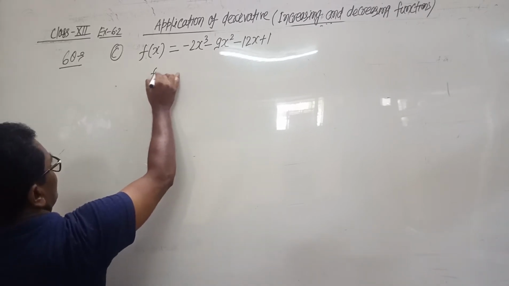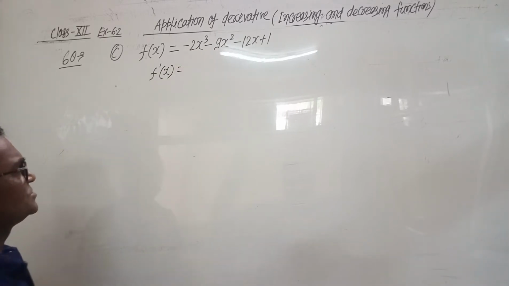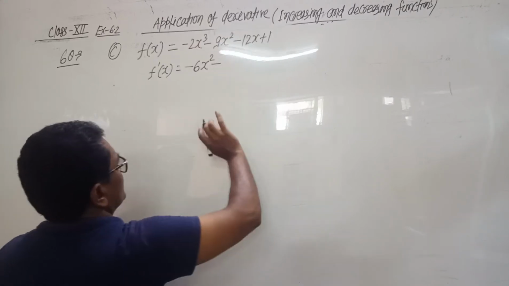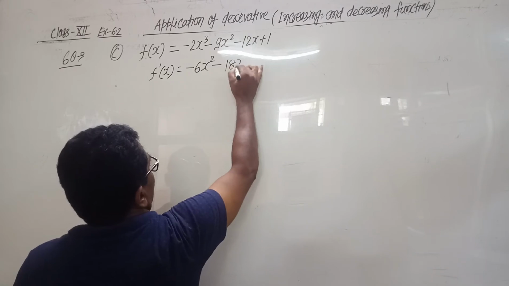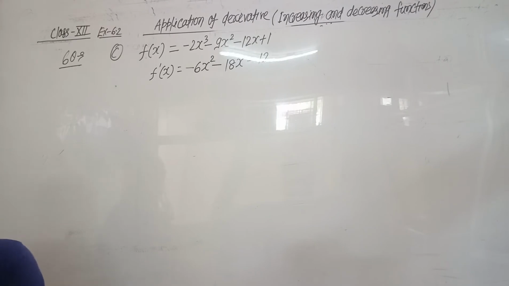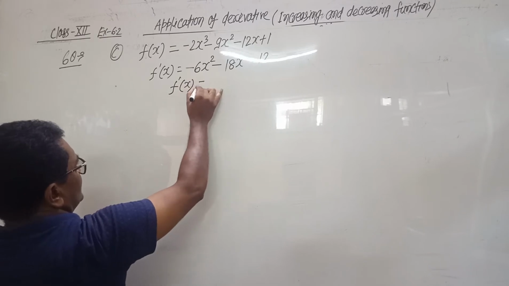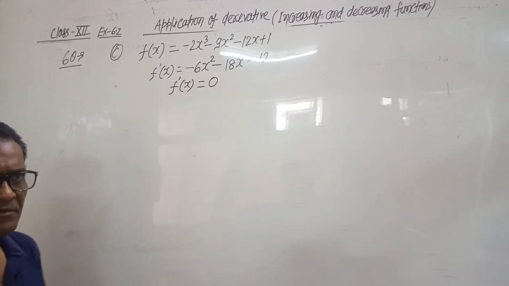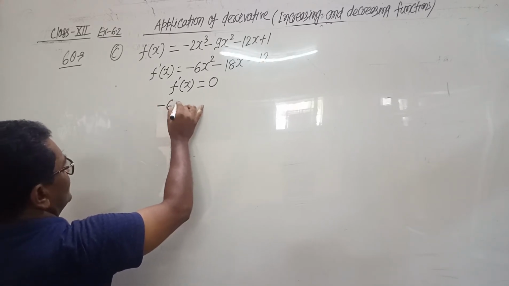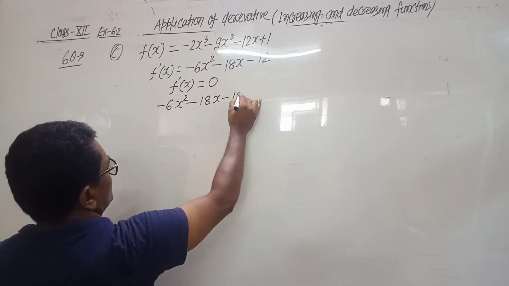So f dash x is minus 2, and the differentiation of x cube is 3x square. So we get minus 6x square, minus the differentiation of x square is 2x, so minus 18x, and the differentiation of x is 1, minus 12, and the differentiation of 1 is 0. Then we have to make the function f dash x equal to 0 and obtain the value of x. So this is minus 6x square minus 18x minus 12.